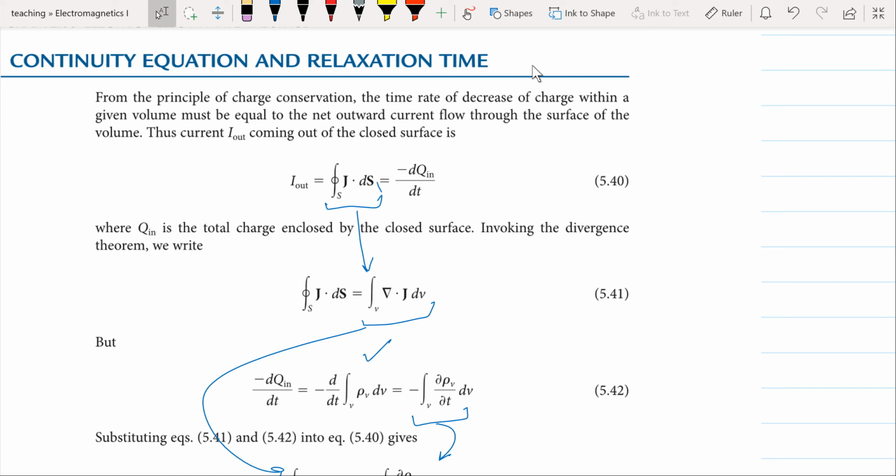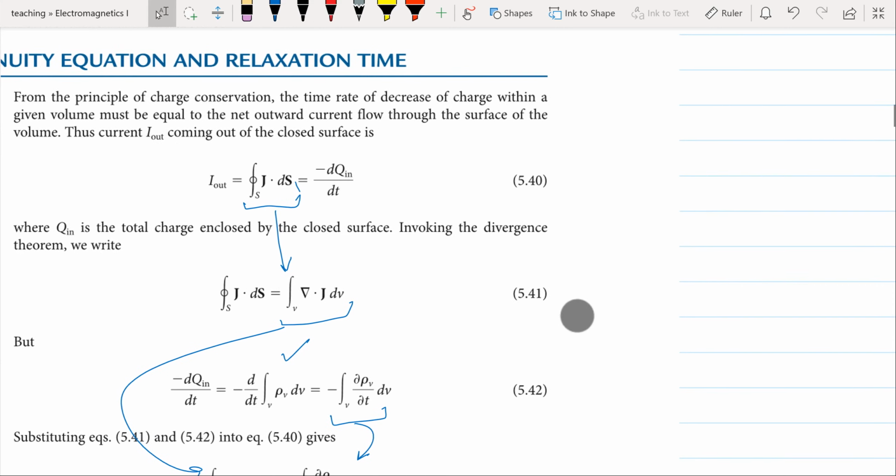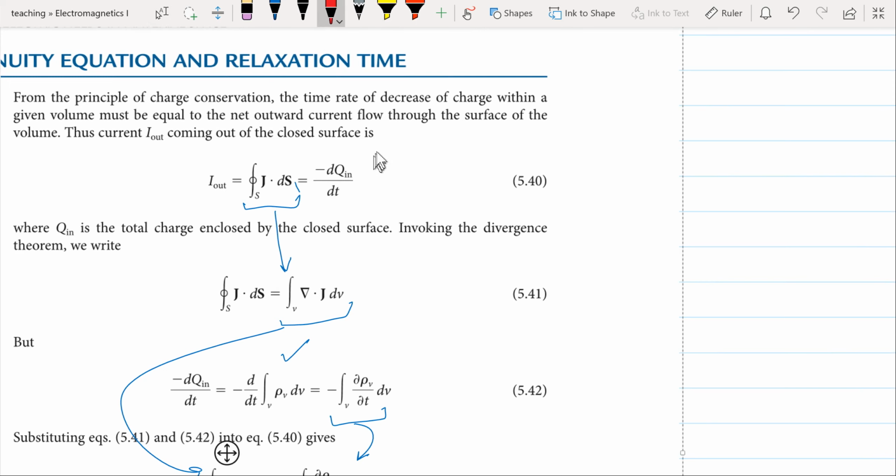Next, we discuss the concept of continuity equation and relaxation time. And we say that from the principle of charge conservation, the time rate of decrease of charge within a given volume must be equal to the net outward flow of current.